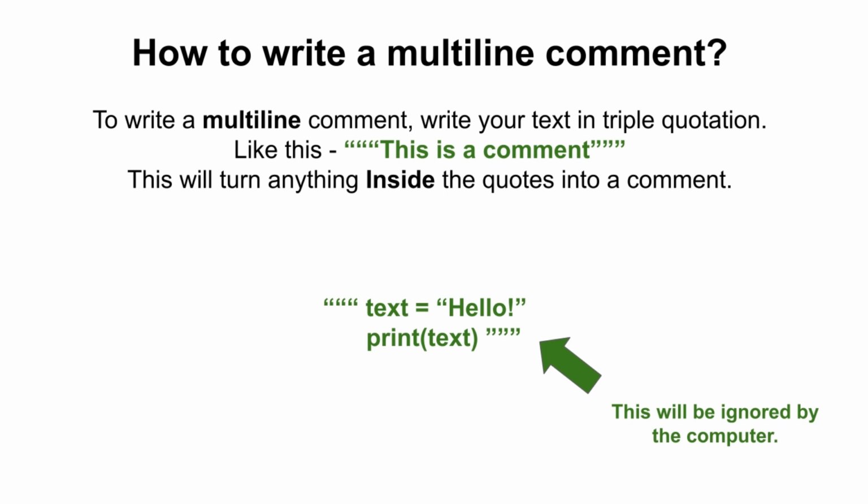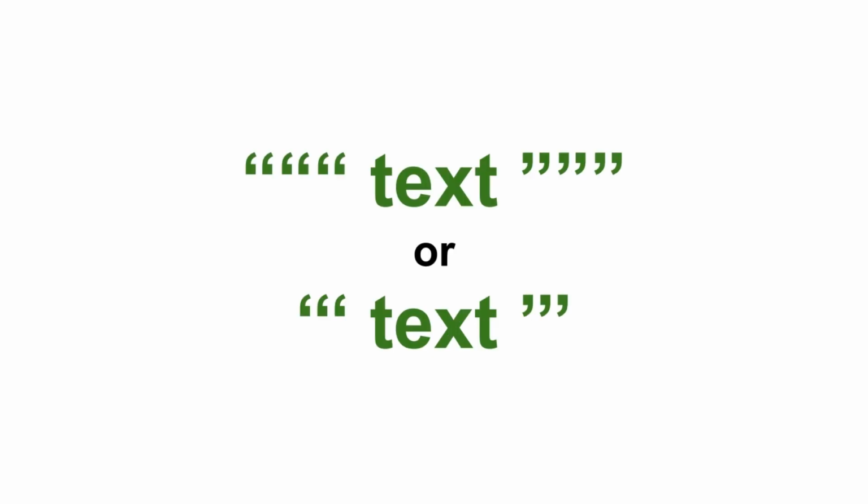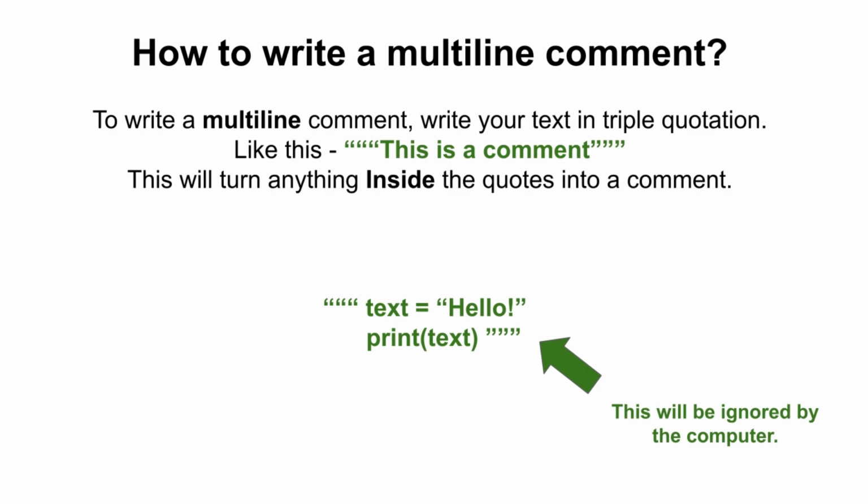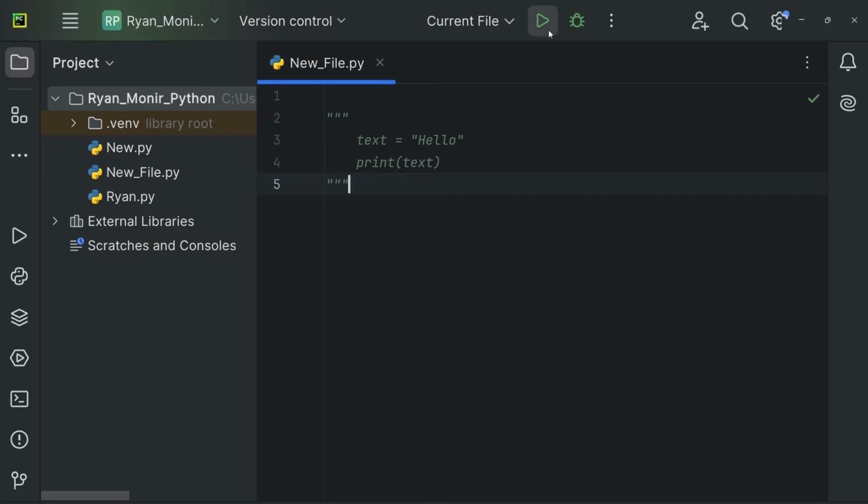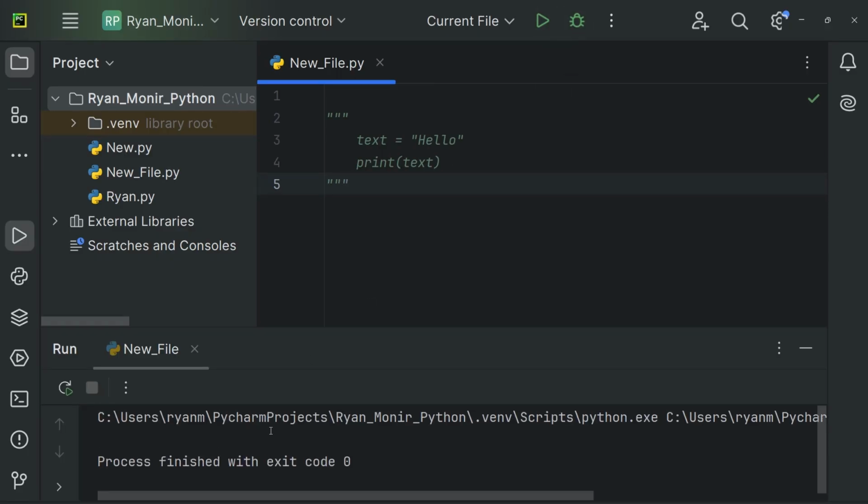But how about a multi-line comment? To write a multi-line comment, write your text in triple quotation. So we need a triple pair of quotation marks. After this, we can write our comment and span it throughout multiple lines. Here is an example. And boom, our code gets ignored.